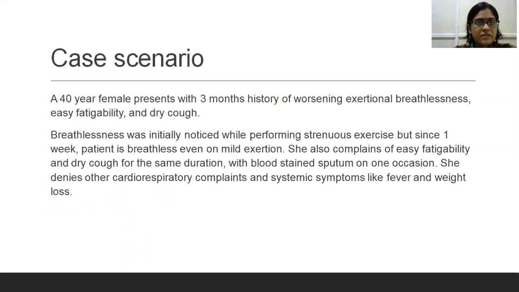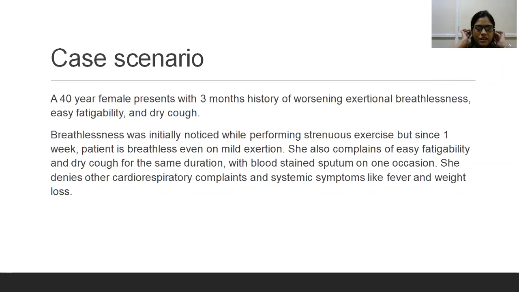So I'll give you a case scenario. You can think about this later. When you have a patient, this is how you have to take the history. Just pay attention. A 40-year-old female presents with 3 months history of worsening exertional breathlessness along with easy fatigability and dry cough. So these are the chief complaints.